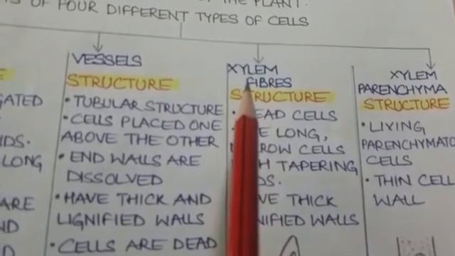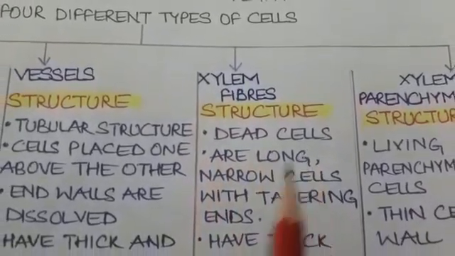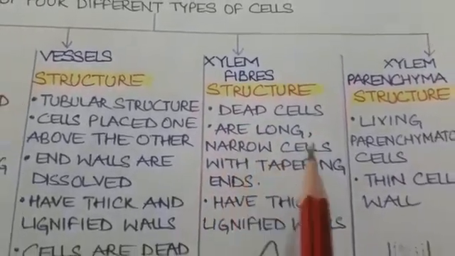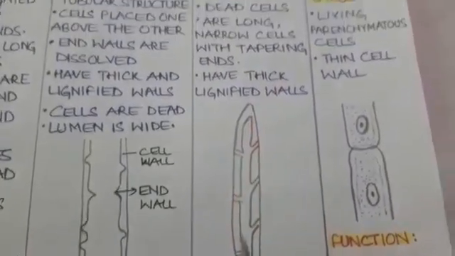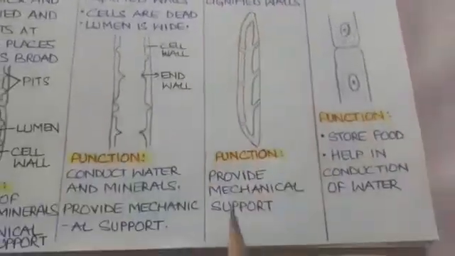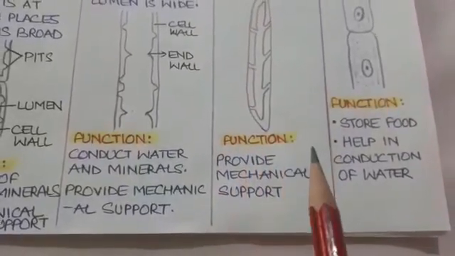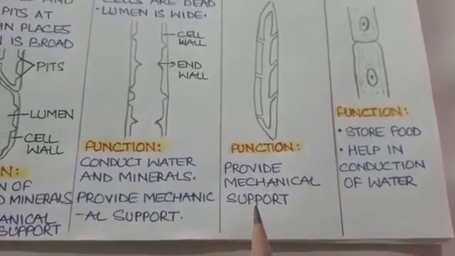The third type of cell are xylem fibers. Xylem fibers again are dead cells. These are long, narrow cells with tapering ends, pointed ends. They also have thick lignified walls, and the function of xylem fibers is to provide mechanical support.